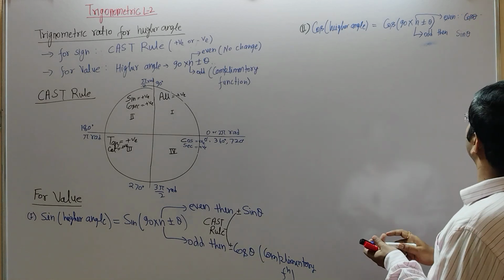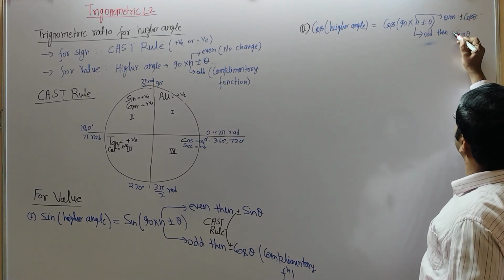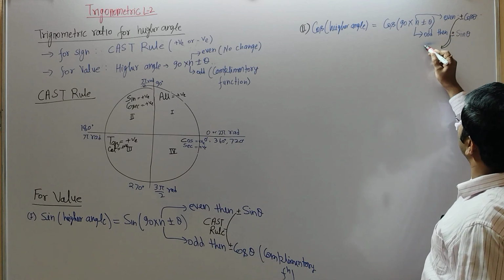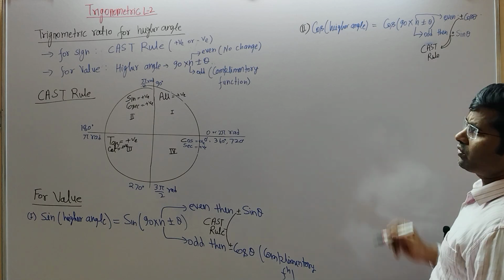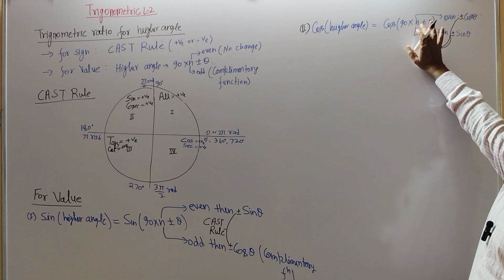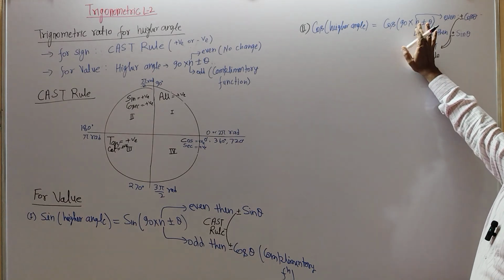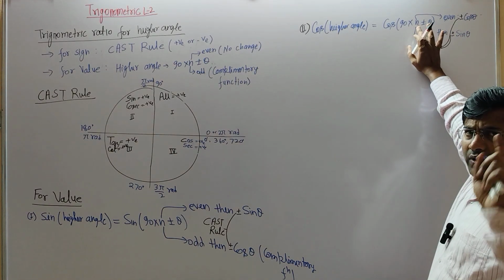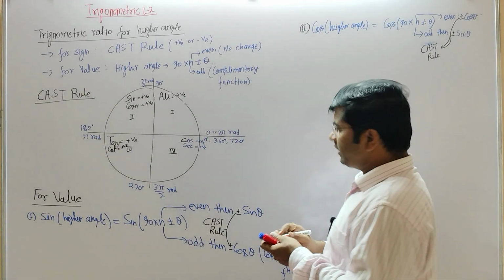Again, plus or minus will be decided on the basis of the CAST rule. The CAST rule only tells whether it is positive or negative. For the value, it will depend upon n. If n is odd, cos converts to sine. If n is even, cos will remain cos. Similarly, we can write for tan also.